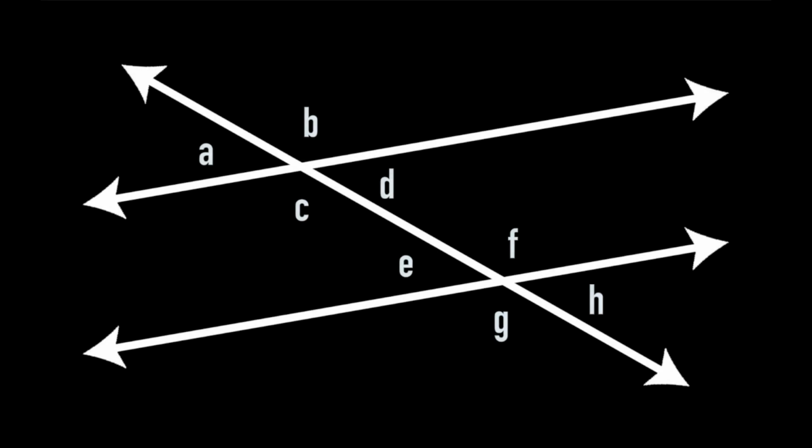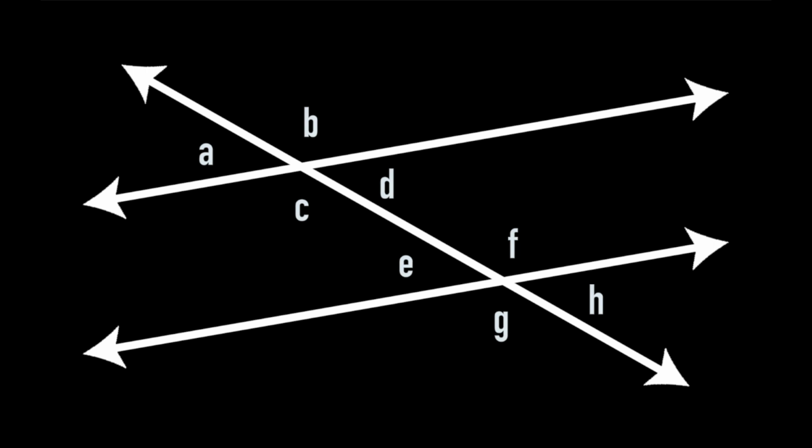Which angle corresponds to angle A? That would be angle E. It's on the same side of the transversal. And angle A is in the same position relative to the top line that angle E is relative to the bottom line. Now, which angle corresponds to angle B? Hopefully you answered angle F. Once again, the angles are on the same side of the transversal, and each angle stands in the same position relative to the parallel lines. Angle C, then, corresponds with angle G. And D, of course, corresponds with angle H. So that's corresponding angles.